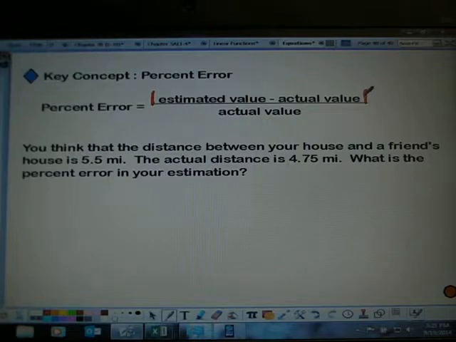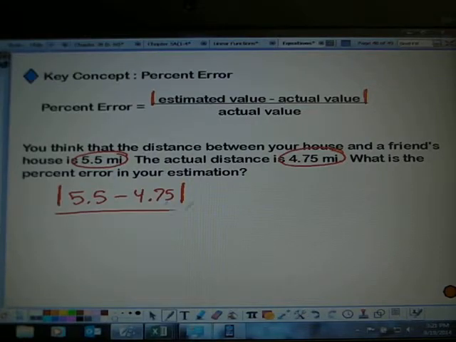So you think the distance between your house and a friend's house is 5.5 miles. The actual distance is 4.75 miles. What is the percent error in your estimation? How much were you wrong? So we take our estimated, 5.5, minus the actual distance, 4.75. We're going to do absolute value of that over the actual distance, 4.75.